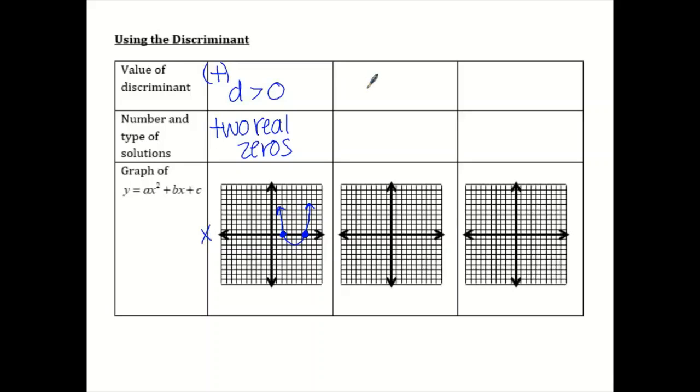The other option is that your discriminant could be the same as 0, could be equal to 0. In that case, we only have one 0. Okay, and that could look like, we saw ones like this when we graphed, that could look like this. It only touches the x-axis one time.